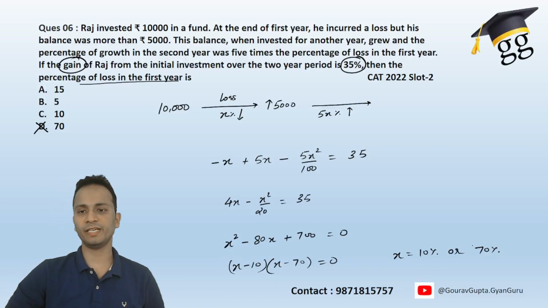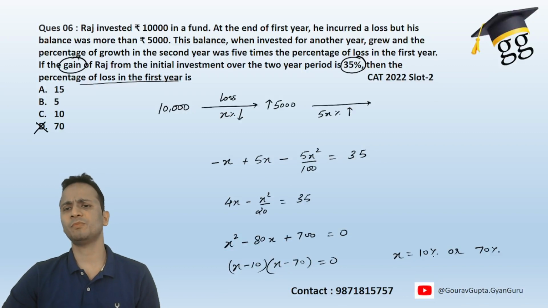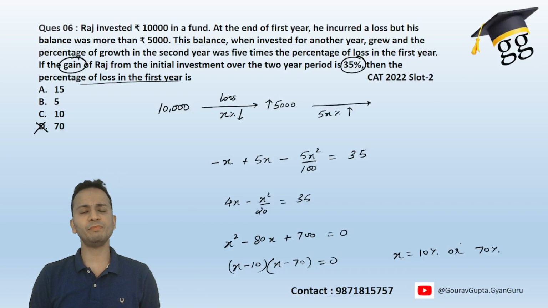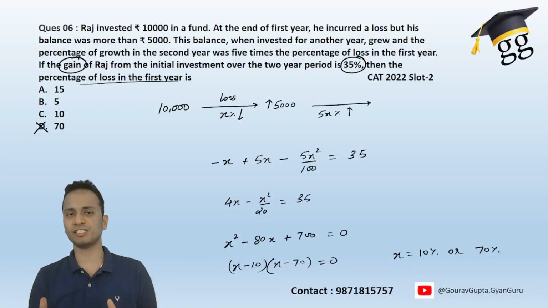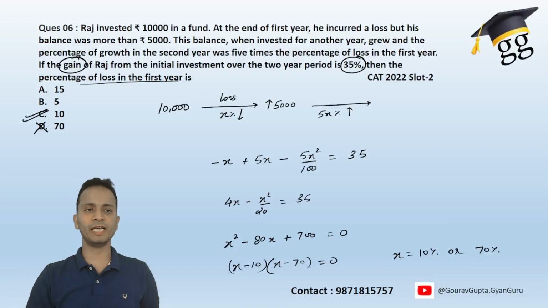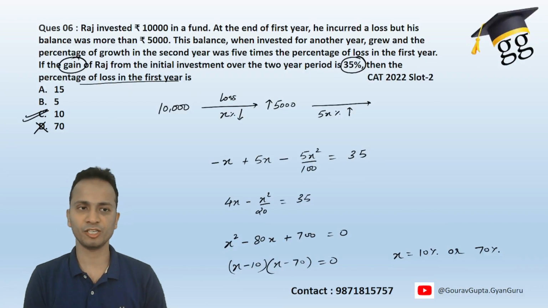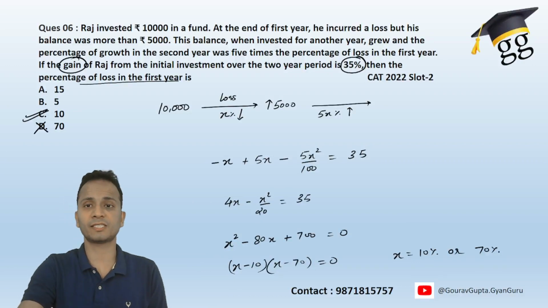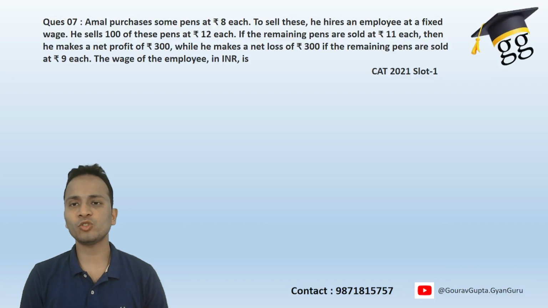This is what we have to find out. Answer will be either 10% or 70%. Answer cannot be 70% because the balance after first year is more than 5,000. So the only value which we are left with is 10%. We have already eliminated 70% at the beginning. So the correct answer will be 10% for question number 6. CAT 2021 slot number 1.